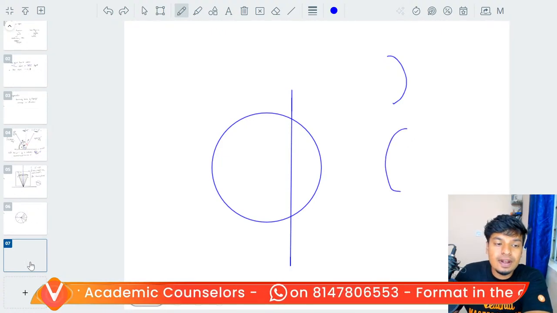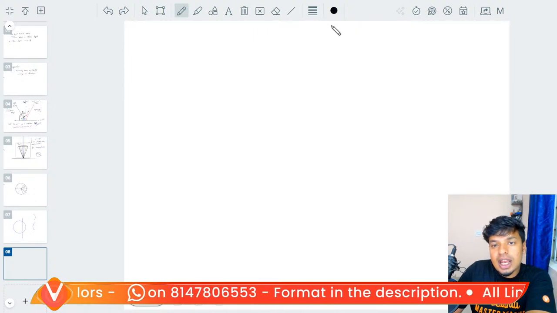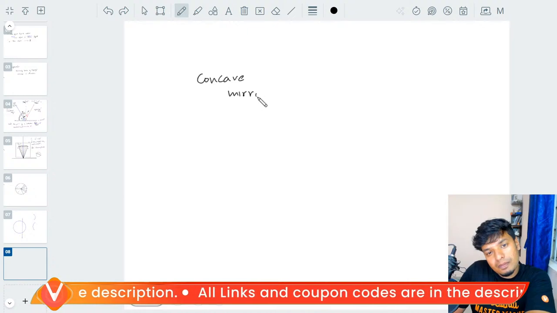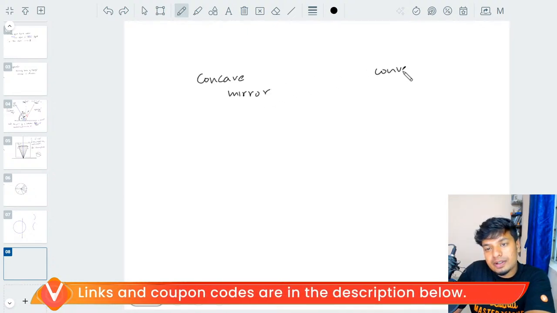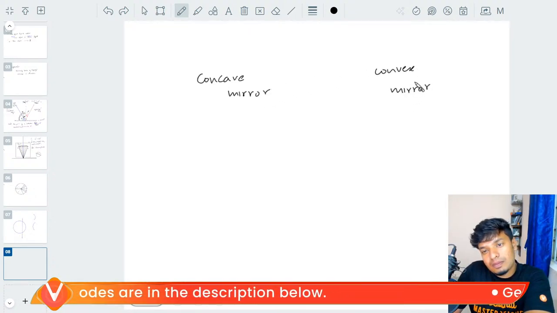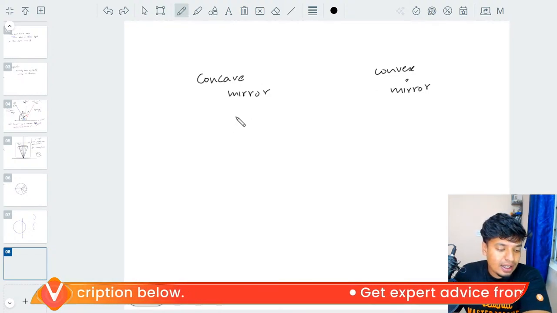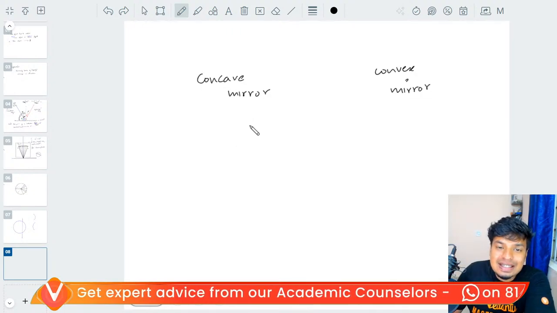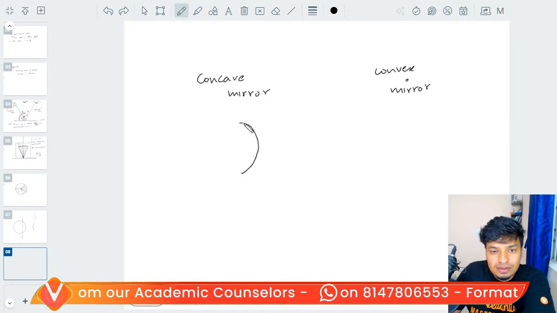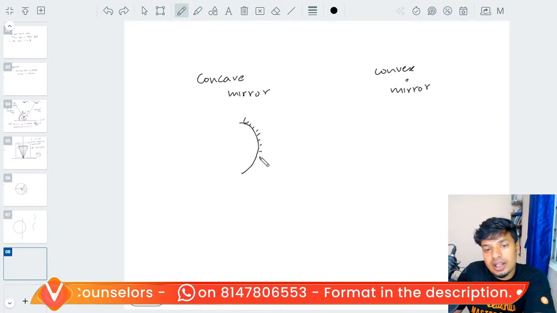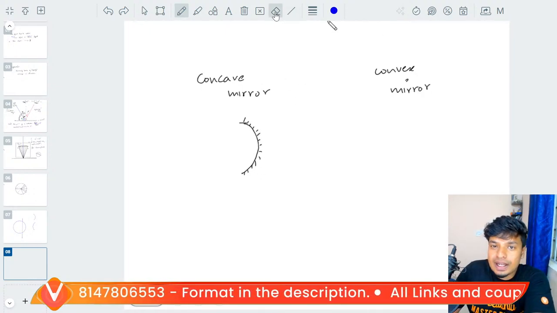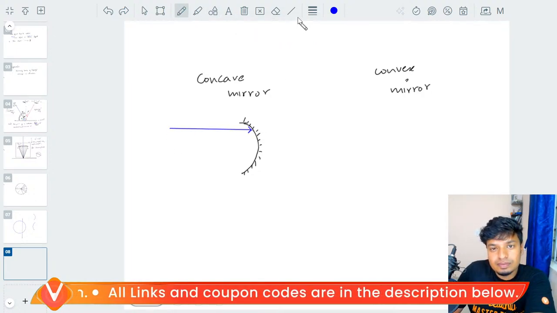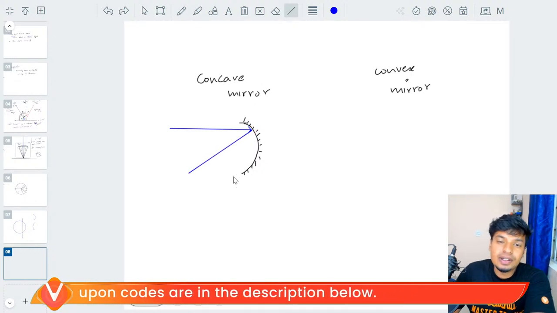There are two types of spherical mirrors. What are they? One is a concave mirror. Then convex mirror. What do you do in a cave, guys? In a cave, you go inside, right? So if the reflective surface is inside, this is the shaded part, no reflection there. But inside there is reflection. If the reflective side is inside, then it is a concave mirror.